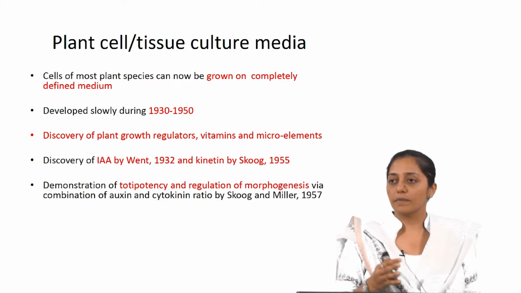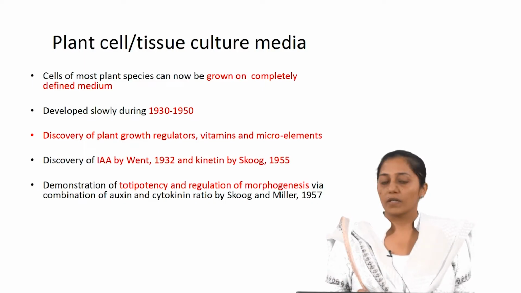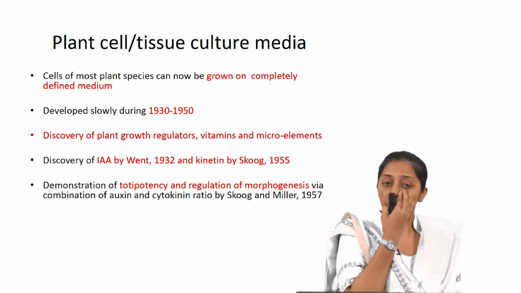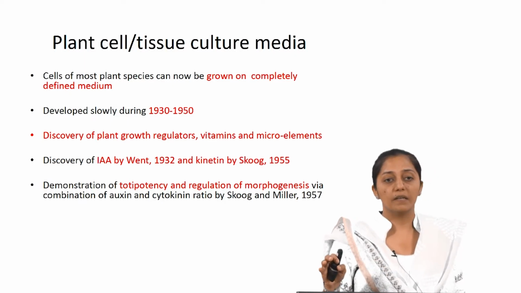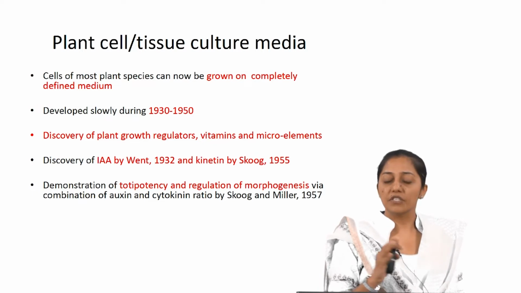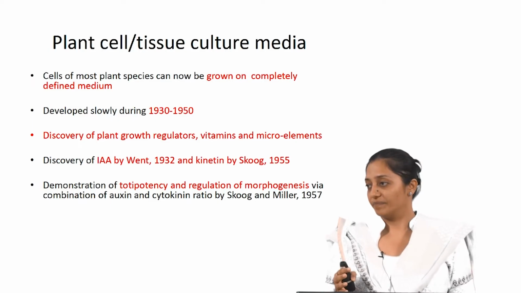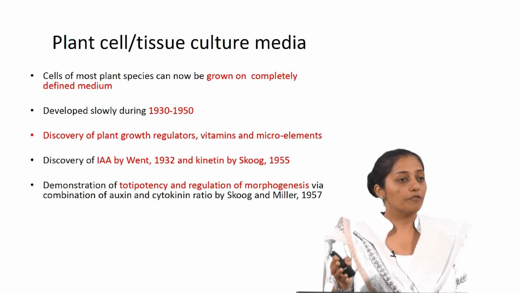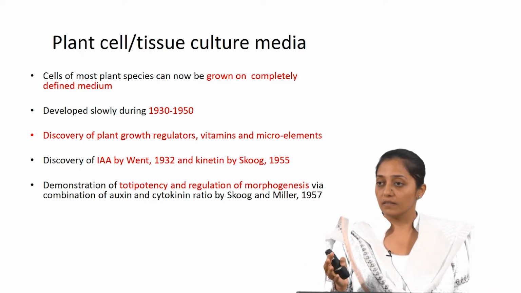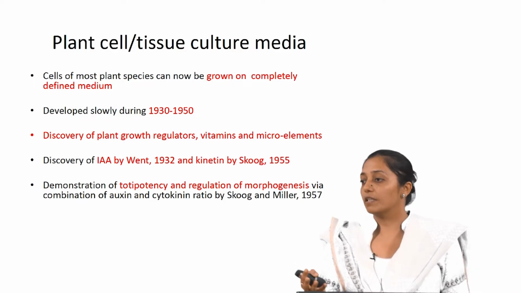Starting from NOPs, then you got Miller's media, then what else? Murashige and Skoog, B5, but there has been a difference. For example, between Murashige and Skoog and Gamborg's medium, which is also called B5 medium, there is one major difference: the ratio of ammonia to nitrate. In B5, the ratio of ammonia to nitrate is very low. Now, why is this difference important? As I said, it is species specific and depends on the kind of culture you want to induce.